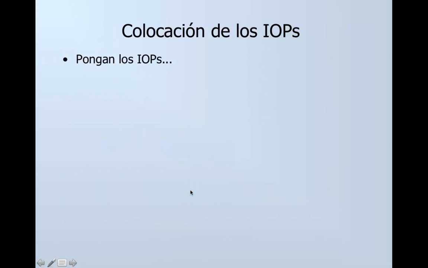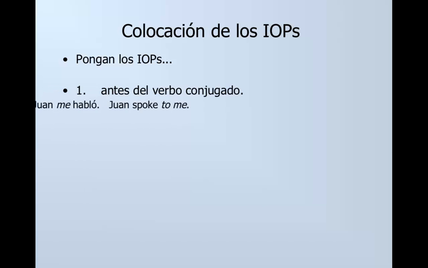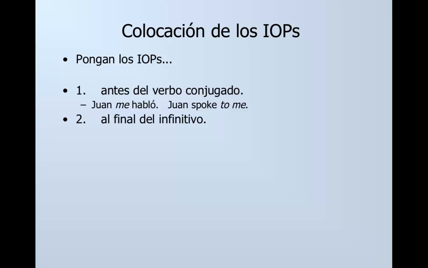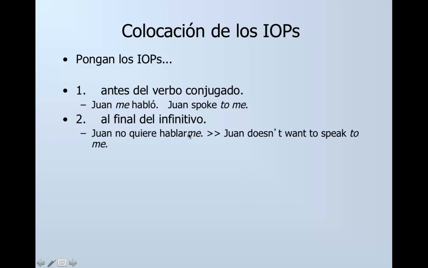Okay, colocación de los IOPs. The placement for your IOPs, your indirect object pronouns, is going to be the same as your placement for the direct object pronouns. So we can put them before un verbo conjugado. Juan me habló. Juan spoke to me. Otra opción es al final del infinitivo. An infinitivo is an AR, ER, IR verb. So if you have a verb that ends in AR, ER, IR, you can attach your IOP to the end of it. Juan no quiere hablarme. Juan doesn't want to speak to me.